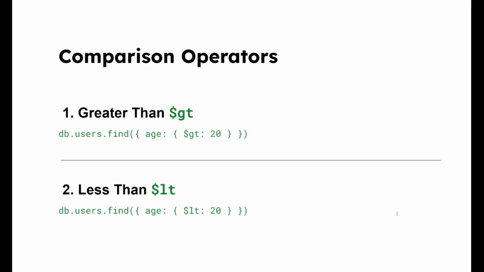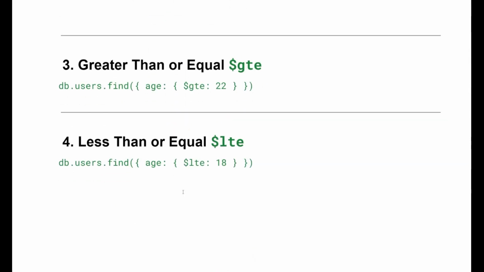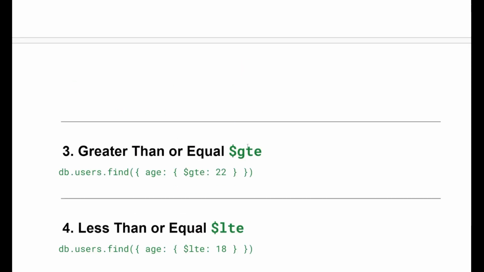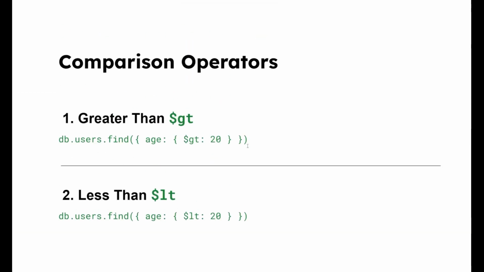But this time we use different operators: $gt, which is for greater than, $lt, which is for less than, $gte, which is for greater than or equal, and $lte, which is for less than or equal. As the name describes what these are used for, it works exactly the same. So let's go to the MongoDB shell and understand how it works.